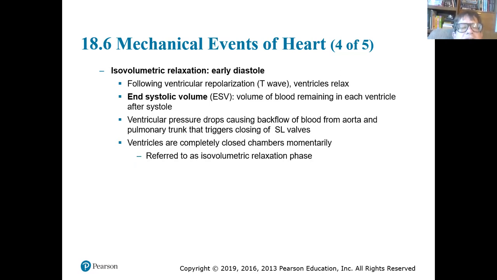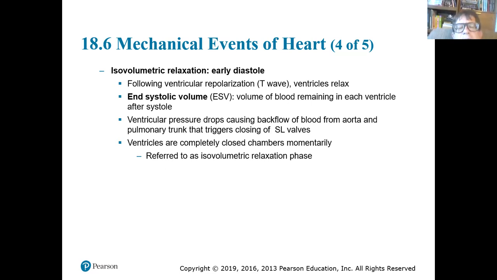So isovolumetric relaxation, we have early diastole followed by ventricular repolarization. The end systolic volume is the blood remaining in each ventricle after systole. I already told you we're going to start the contraction at the apex so we can push the blood up and out so we can reduce the amount of end systolic volume.